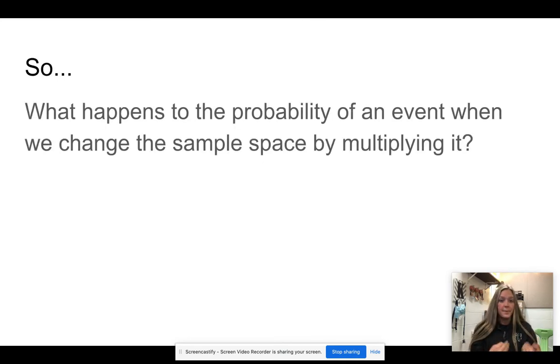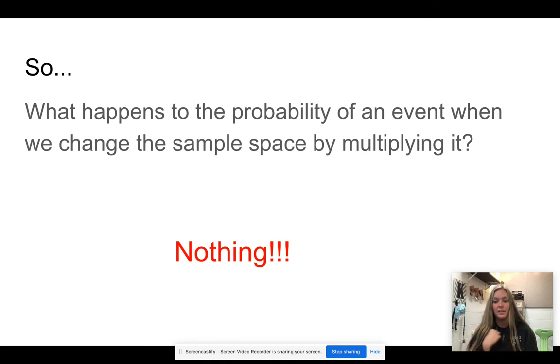So what happens to the probability of an event when we change the sample space by multiplying it? Absolutely nothing. The probabilities remain the same.